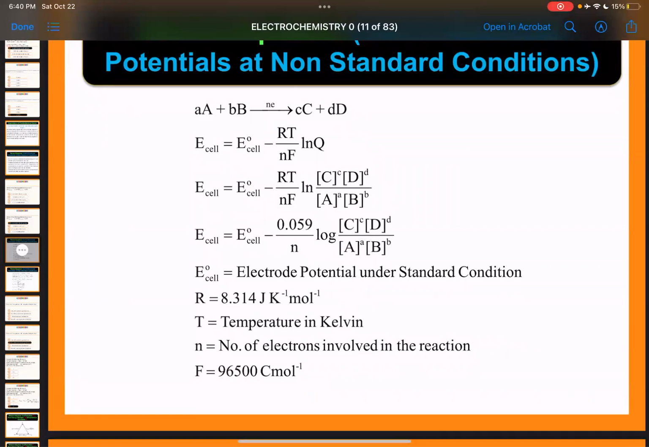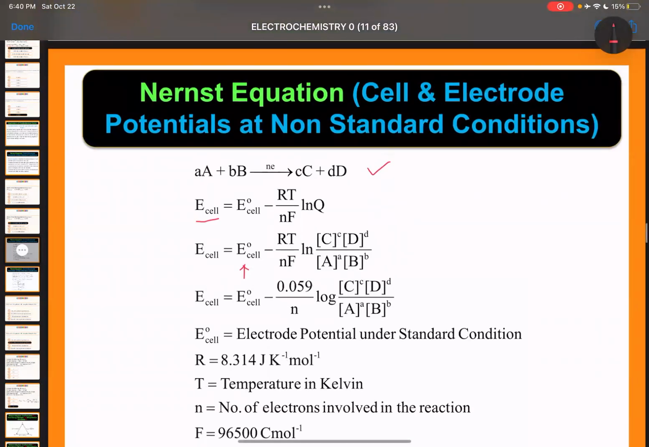Cell equation, then you have E cell, or it can be applied for the cell as well as for half-cell electrodes. For both it can be applied. E cell equals E naught cell, the standard EMF, plus RT by NF. R is the gas constant, and T is the temperature in Kelvin. N is the number of moles of electrons transferred between cathode and anode, as per the equation.